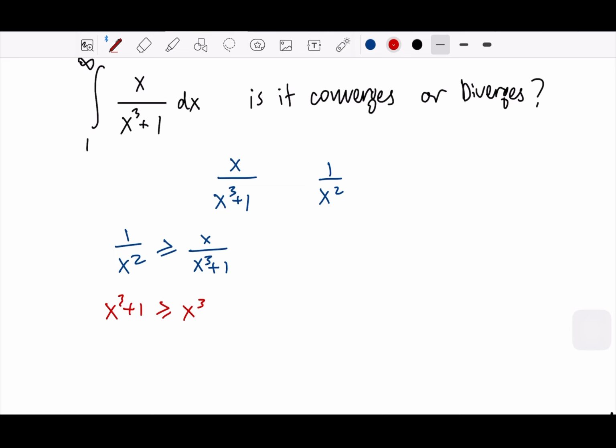It's a good comparison because we can evaluate this easily. And we know from 1 over x to the power of p, the p value, we can write here. So to solve this, consider 1 over x squared as a comparison. And then we can make sure that this is true. And then we know that this integral of 1 over x squared dx converges, right?